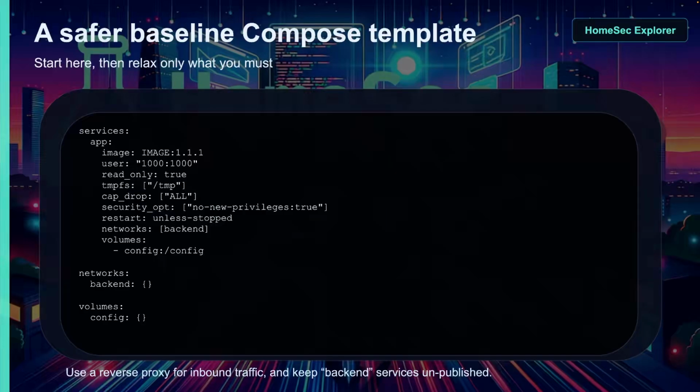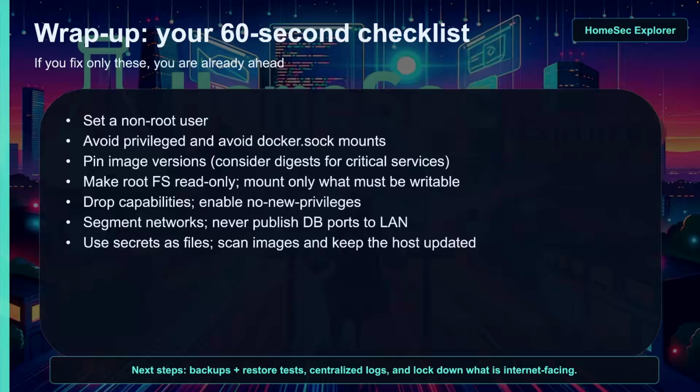Here's a safer baseline Compose template. Non-root user, read-only file system, tmpfs for temp and run, capabilities dropped, no new privileges. Pinned versions, backend network segmentation, and secrets via files. If you start from this template, you avoid most of the mistakes automatically. To go further, put a reverse proxy in front and remove random exposed ports. Segment risky services into separate VMs, and most importantly, back up your stateful data and test restores.